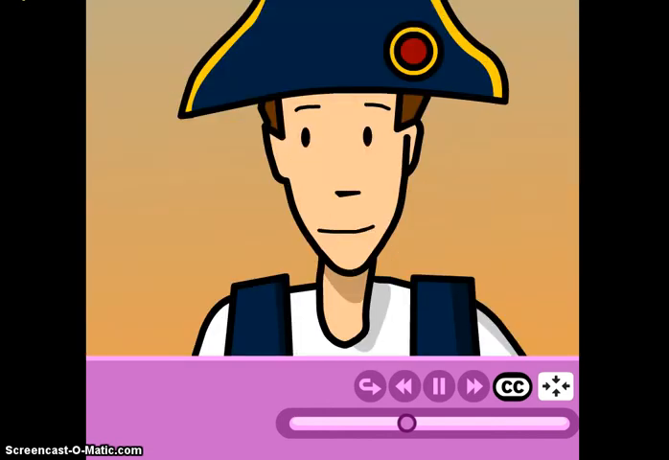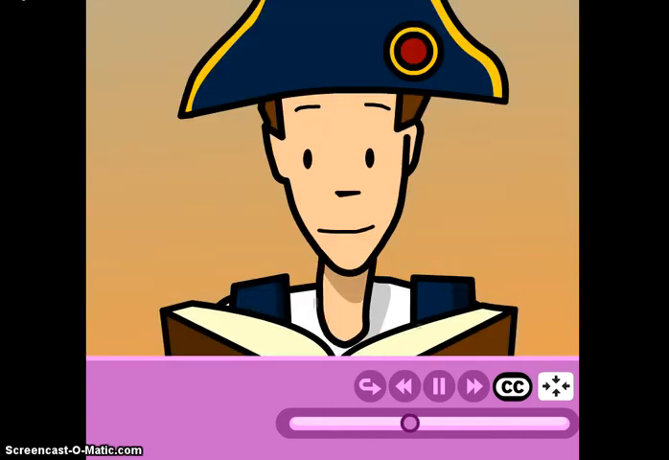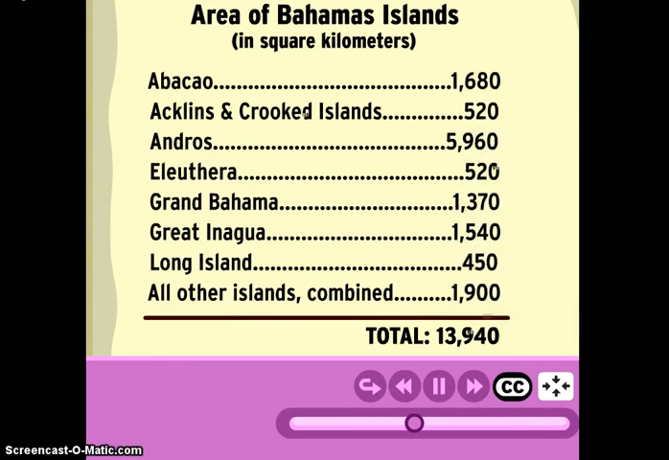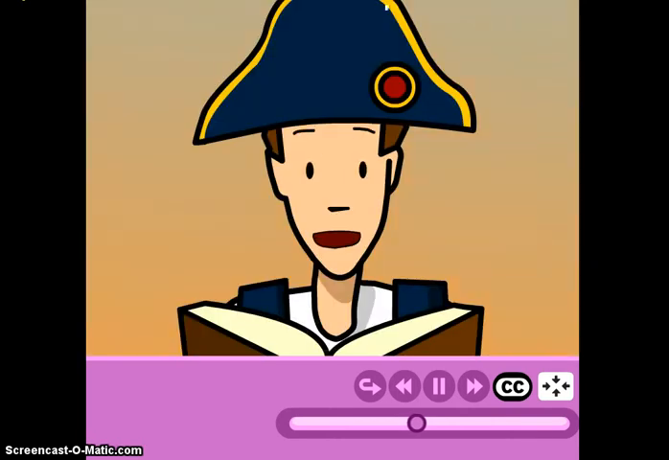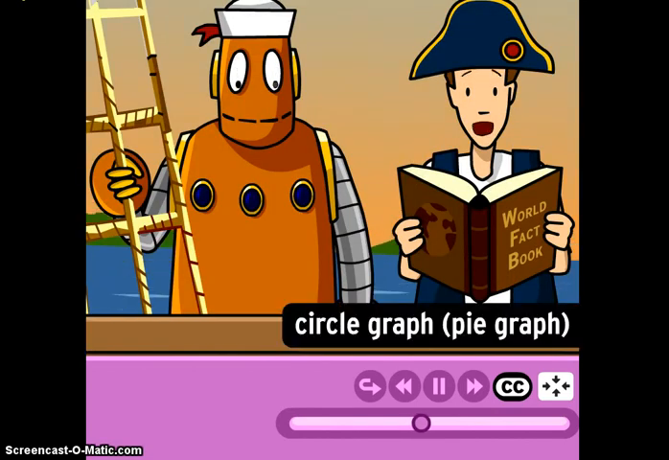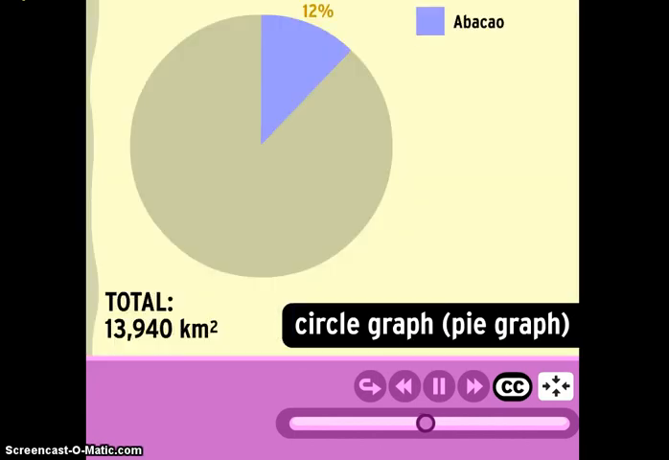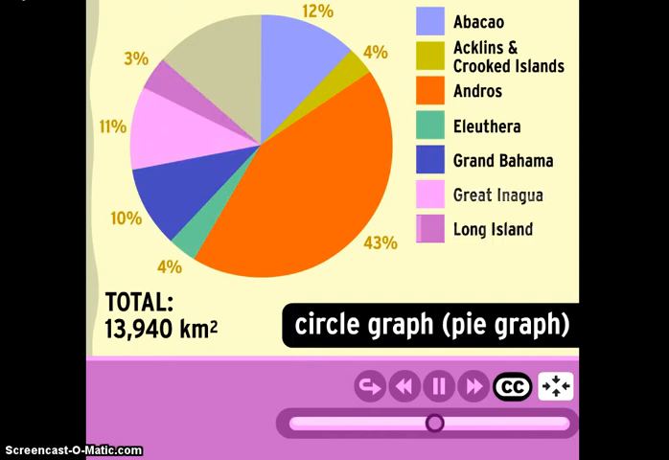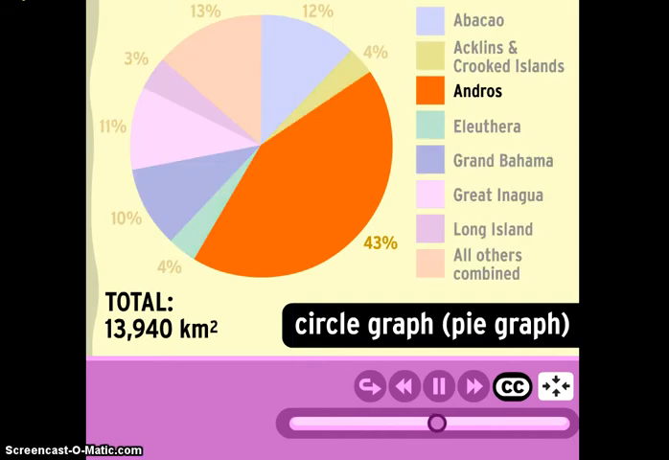Well, let's go back to my fact book. I have a listing here of the biggest islands of the Bahamas, sorted by area. I think we should use another graph to help us see it more clearly. Since we're graphing pieces of a whole, let's use a circle graph, or pie graph. Right, the island of Abaco has 1,680 square kilometers, Acklins and the Crooked Islands have 520 square kilometers, Andros has 5,960, and so on. Andros Island has the largest slice, so I guess it's the island with the largest area.